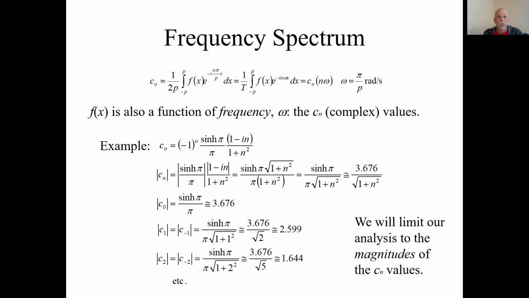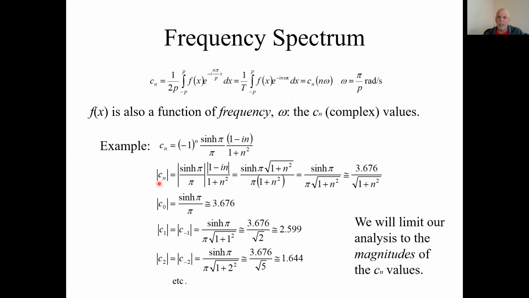And since in general these c sub n's are complex numbers, I need two numbers to describe it. I either need the real part and the imaginary part, or the magnitude and the angle. For my course in this time, we're going to limit ourselves to looking only at the magnitudes of these coefficients. So we just did this example that had c sub n's. Here was the Fourier coefficient. It looks ugly. It's got a hyperbolic sine, or a sinh, involved, and it's a complex number.